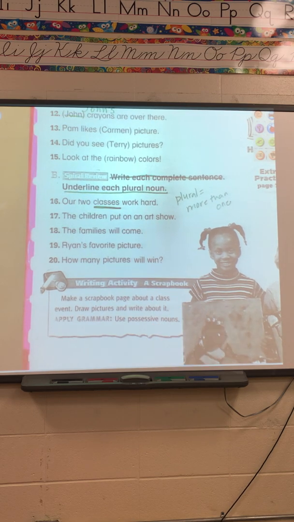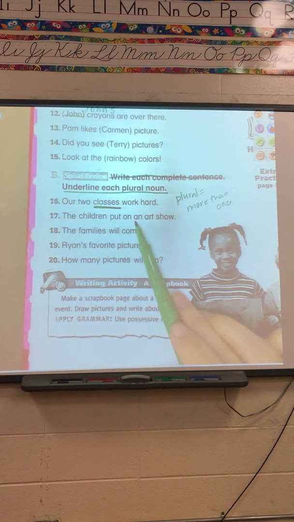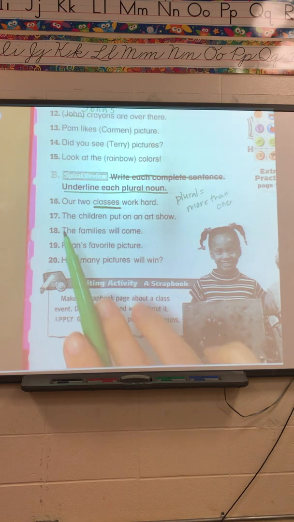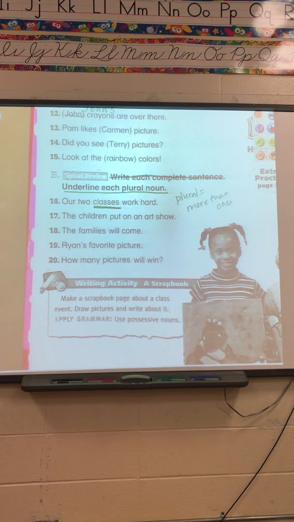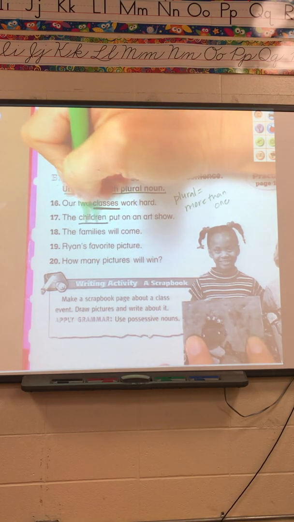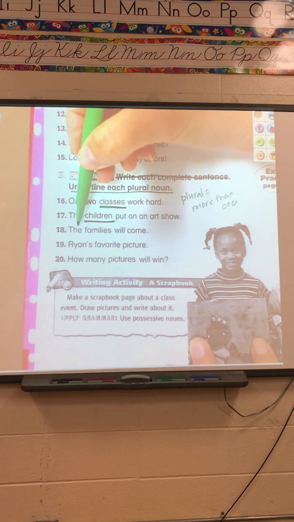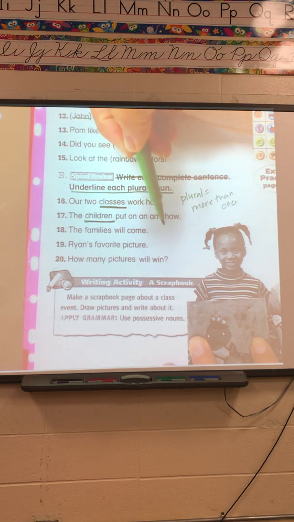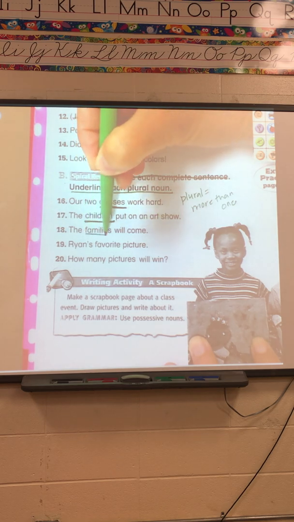The children put on an art show. What word in there is a noun? Remember, a noun is a person, place, or thing. What word is a noun that shows more than one? Yes, children. The families will come. What word is a noun that means more than one? Families.